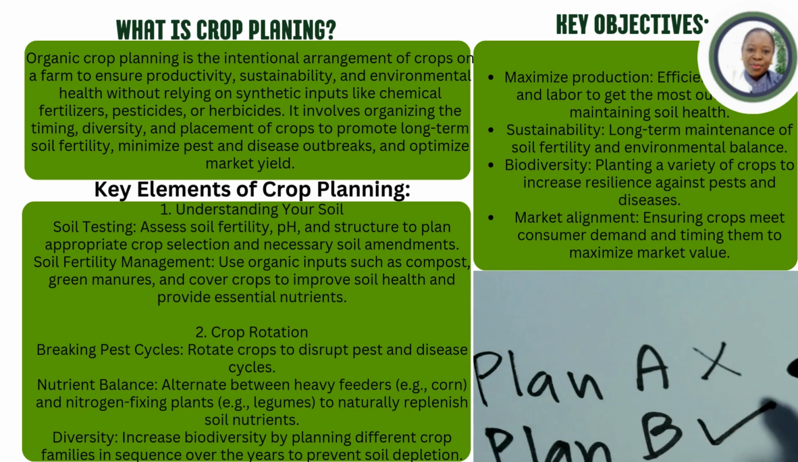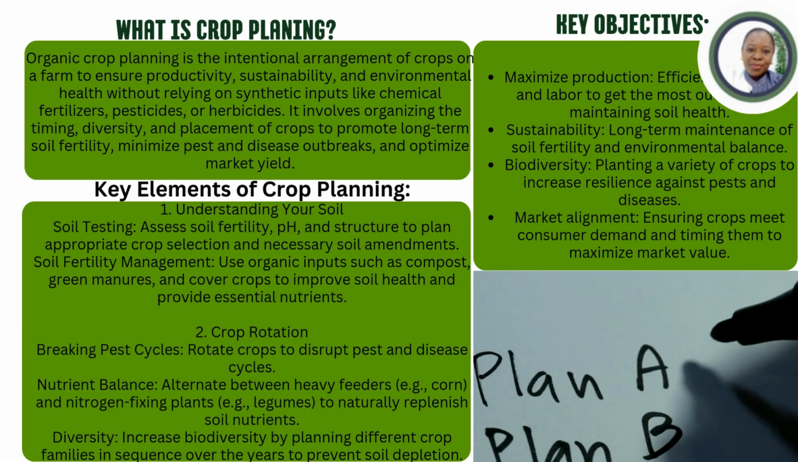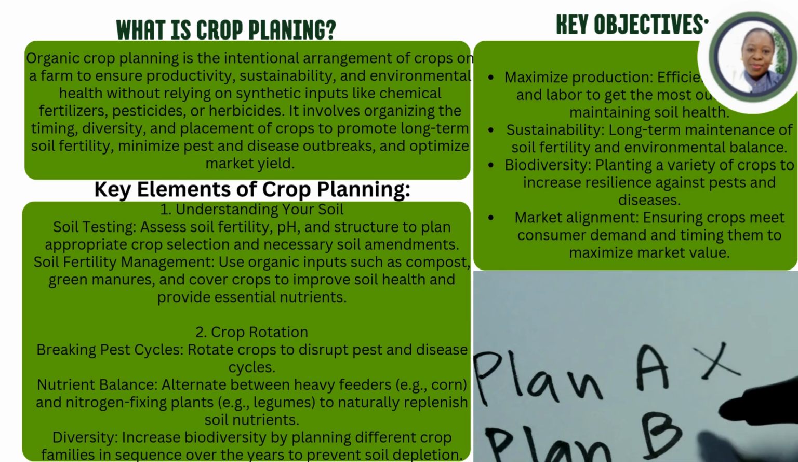It involves organizing the timing, diversity, and placement of crops to promote long-term soil fertility, minimize pest and disease outbreaks, and optimize market yields. Key objectives of crop planning: 1. To maximize production, efficient use of land and labor to get the most output while maintaining soil health.